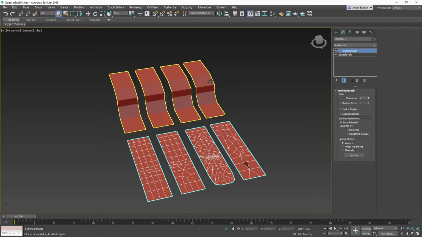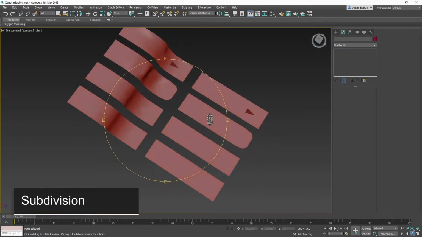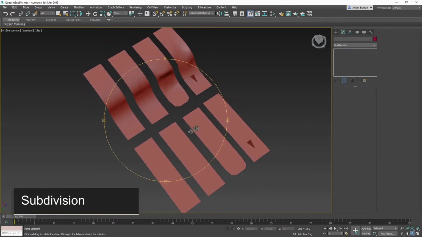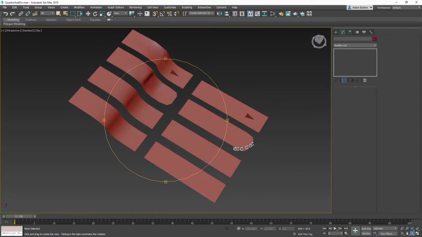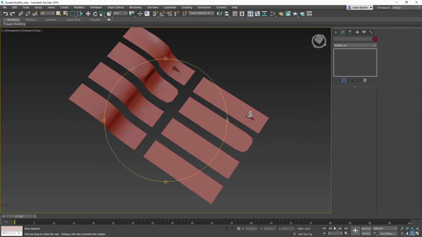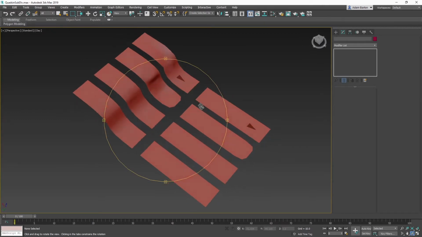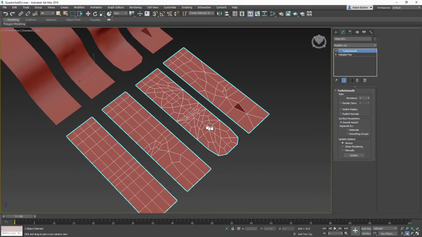I'm going to put a turbo smooth on them. The first thing we can see is that for these first three, the surface looks fine. This one, which is the triangles, has rounded corners, and we'll look at the geometry to see why that is. And on this fourth one, we have this kind of unusual lighting artifact. Let's look at why this has happened.